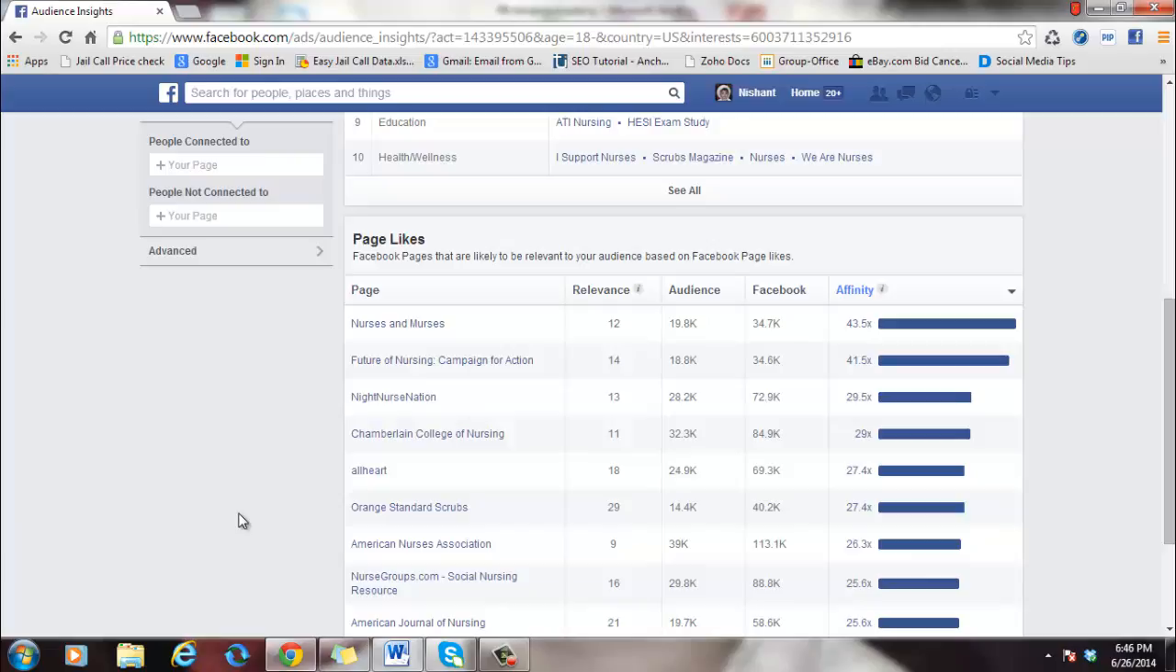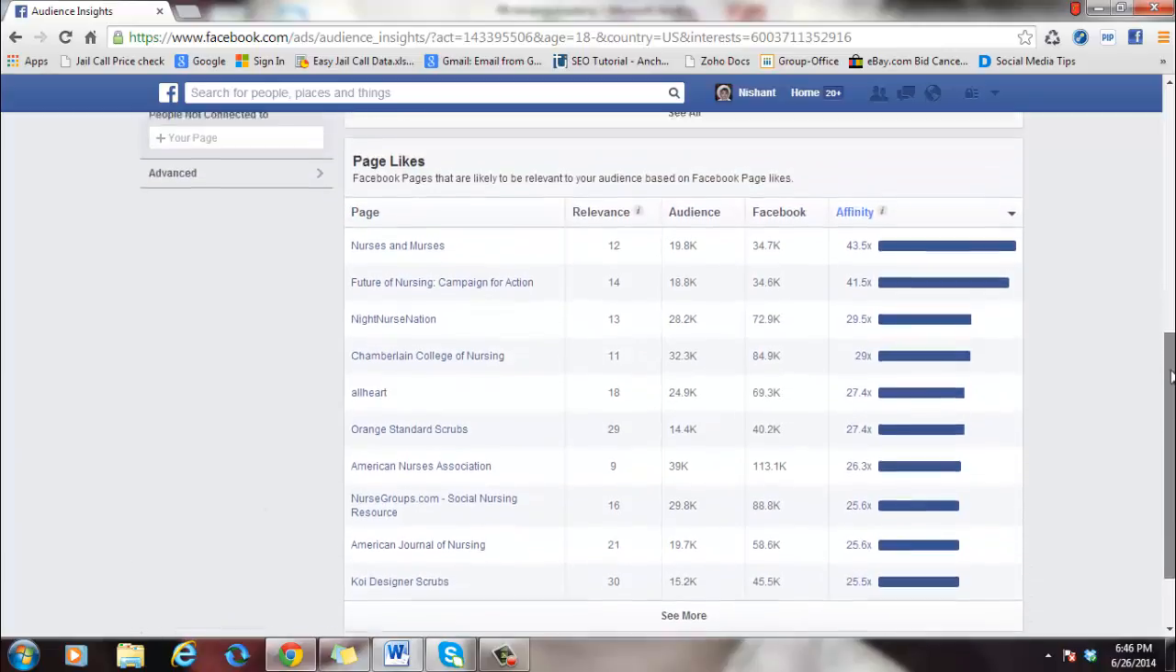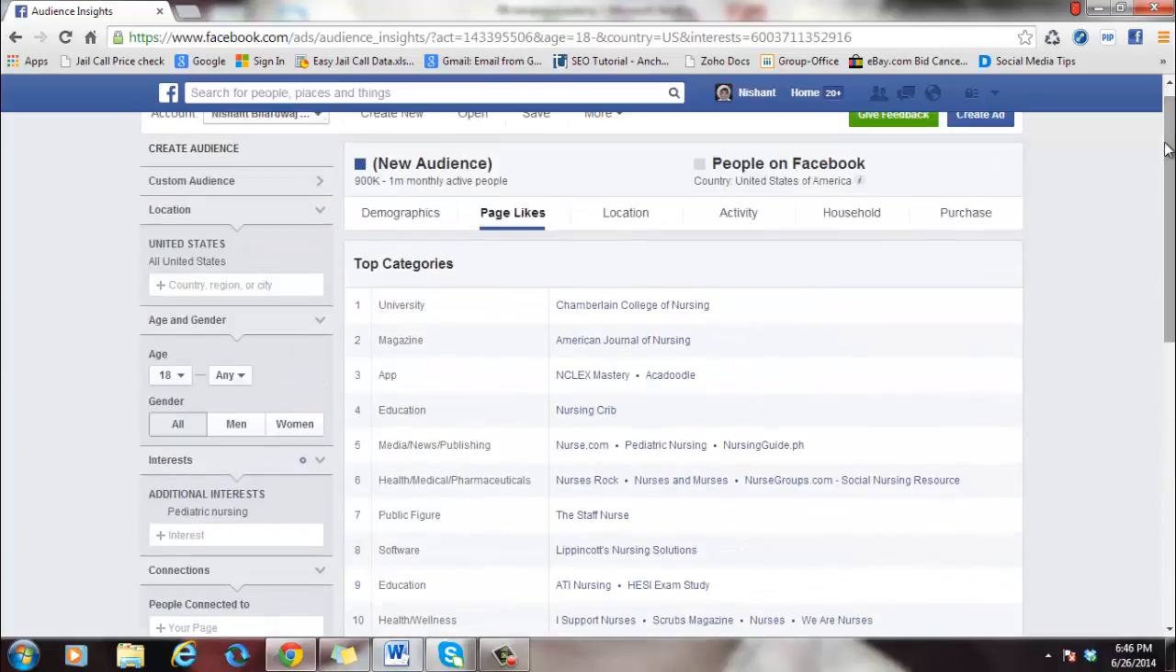So again, Facebook is literally handing you all this really powerful information on a silver platter, and it's up to you now to take this information, start applying it, start playing with these interests, start going back and forth and see what you can find playing with this very powerful tool, and hopefully do really well with your campaign. So guys, this is what you can do with the page like feature in the new audience insights.